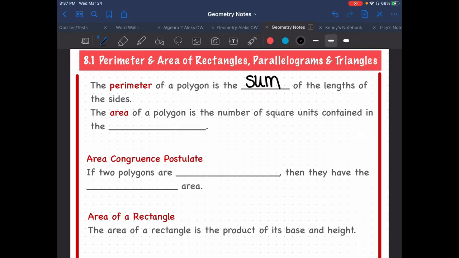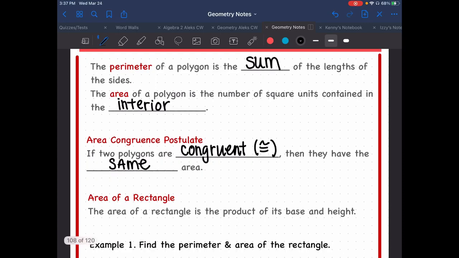perimeter of any polygon. The area of a polygon is the number of square units contained in the interior, or inside, my polygon. The area congruence postulate says if two polygons are congruent, which means, of course, that they are equal, there's the symbol for congruent, then they have the same area. Let's go ahead and start with our rectangle.